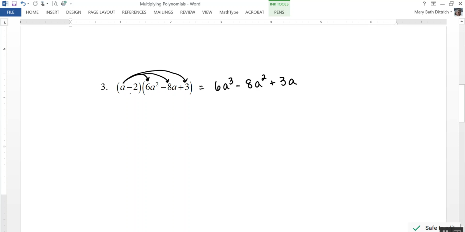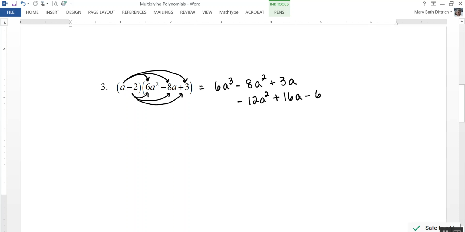Now I'm going to take a negative 2 and multiply it by each term here. So negative 2 times 6a squared is going to give me a negative 12a squared. Negative 2 times negative 8a is going to give me a positive 16a. And negative 2 times 3 is going to give me a negative 6.